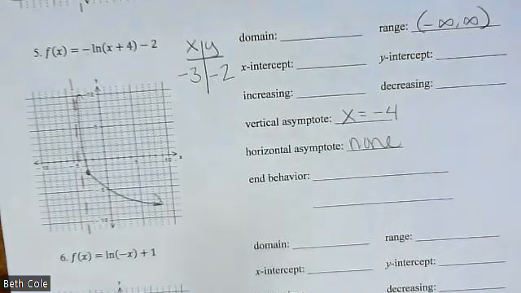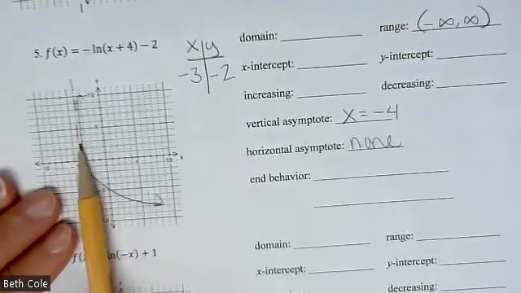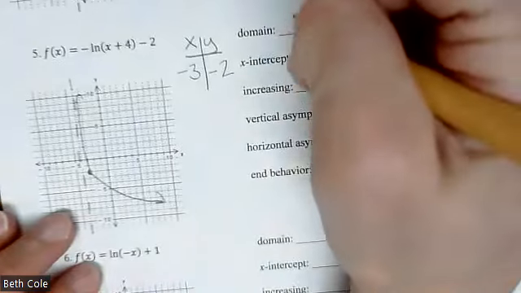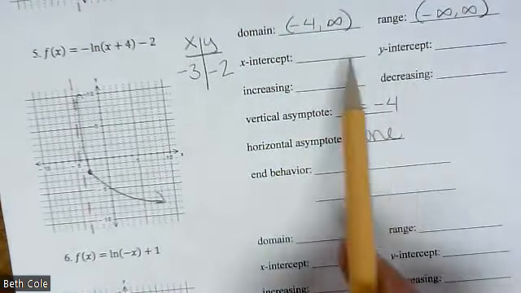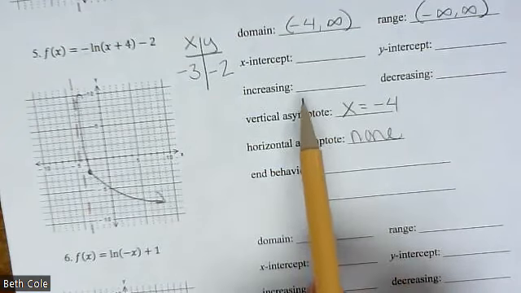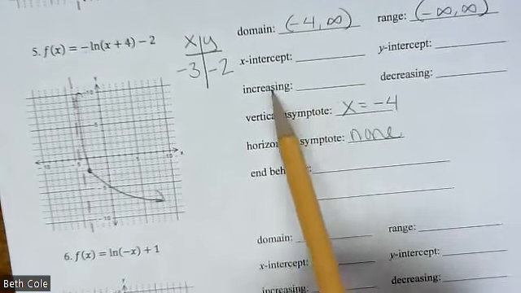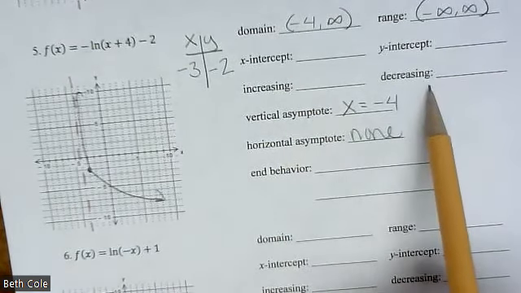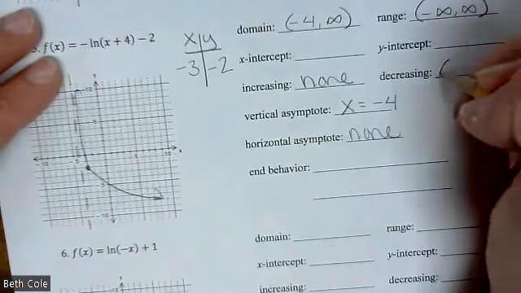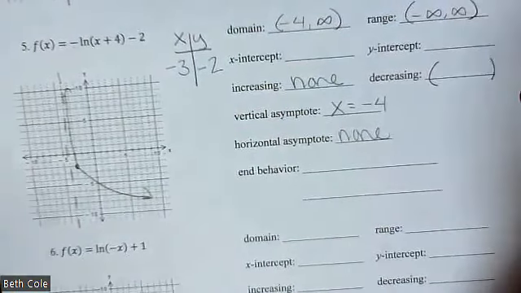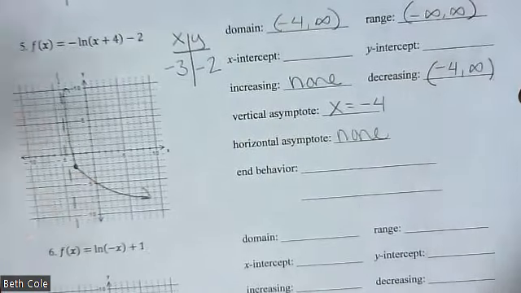So what's our domain? Yep, -4 to infinity. I'm actually going to come back to both of these. The intercepts are going to be a little bit trickier. Let's do the rest of it first. I would save the hardest thing for last. Are we increasing or decreasing? Good. So increasing is none. Decreasing will be what? Perfect. Yep, the domain. And then your end behaviors.